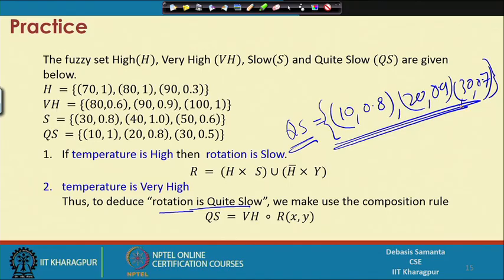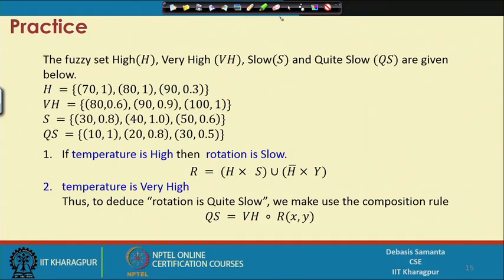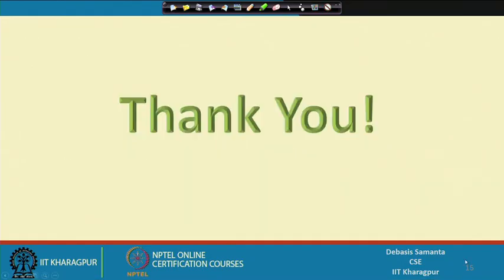Okay. So, this is the way that we can use GMP and GMT to infer a fuzzy relation. Now, we have so far discussed fuzzy implication, or rather inferences, given one rule and one proposition. In the next lecture, we will discuss fuzzy implication whenever two or more rules are given, and then how another rule can be obtained from them. Thank you.